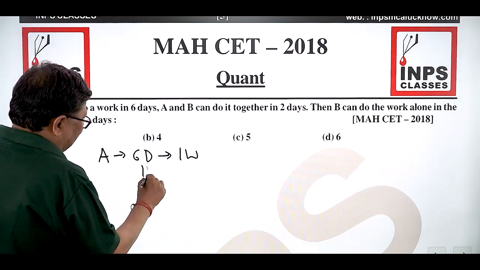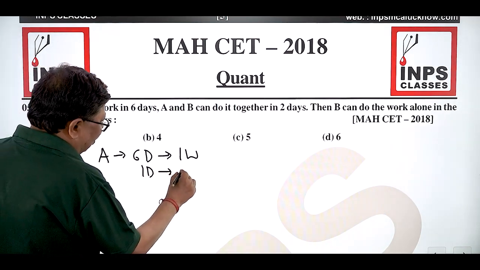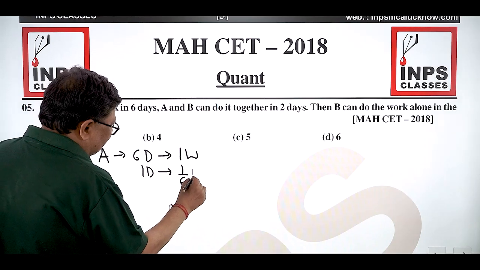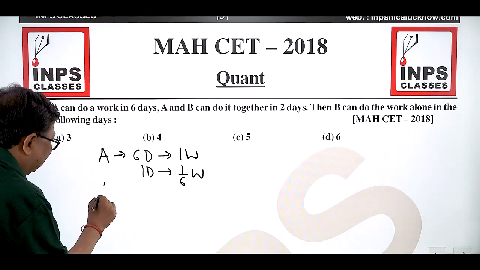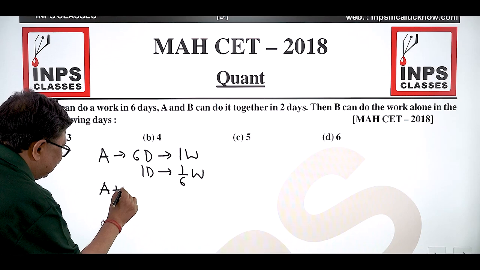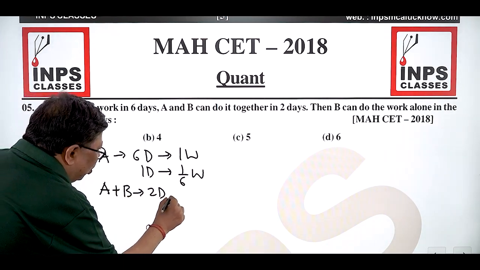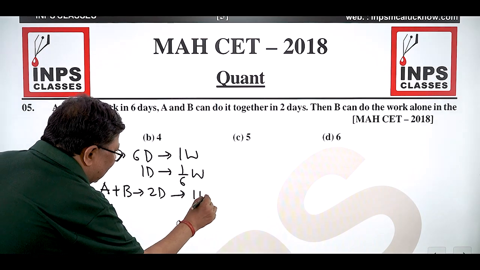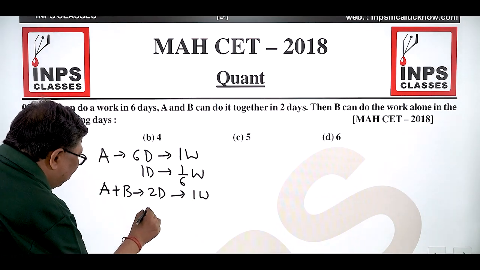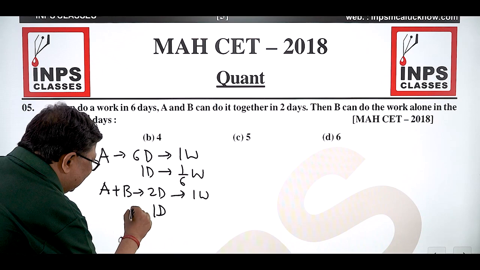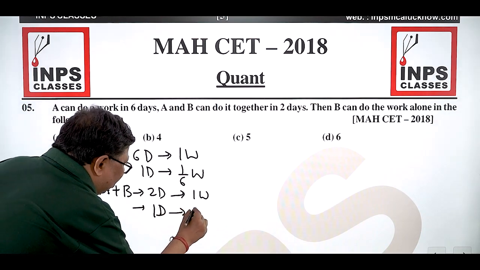So, in 1 day, he will be doing 1/6 of the work. A and B together in 2 days do one work. So, in 1 day, they will be doing 1/2 work.